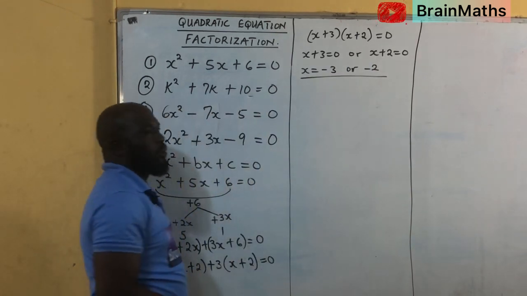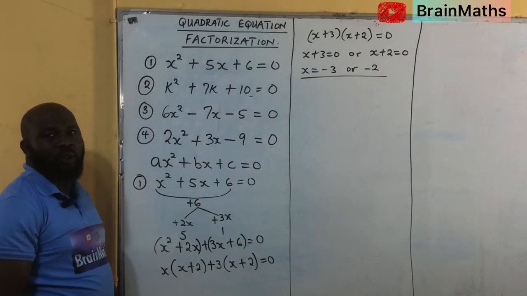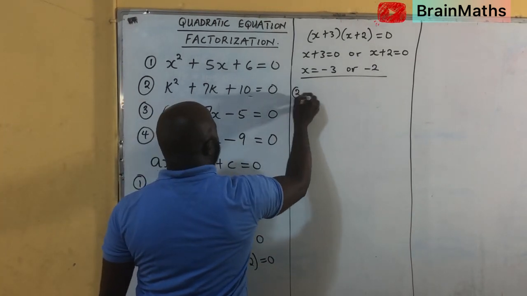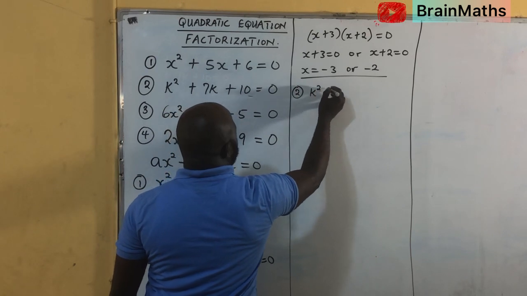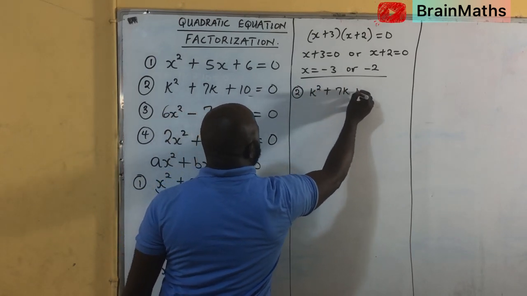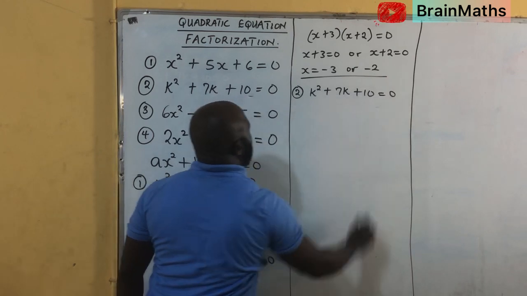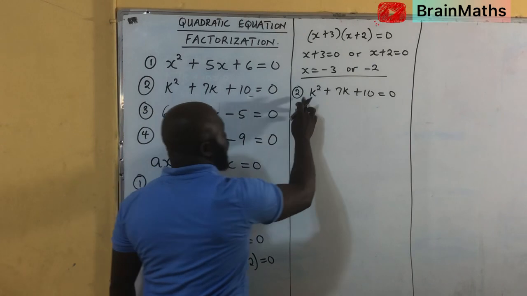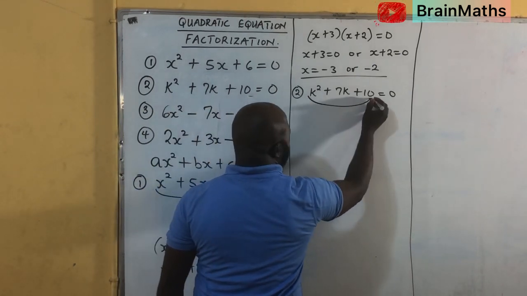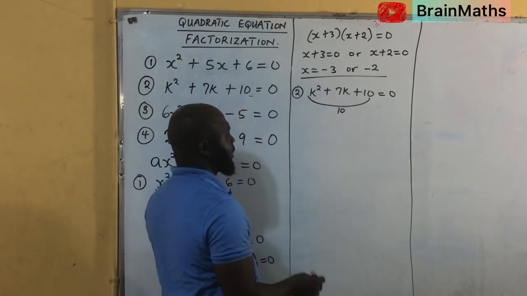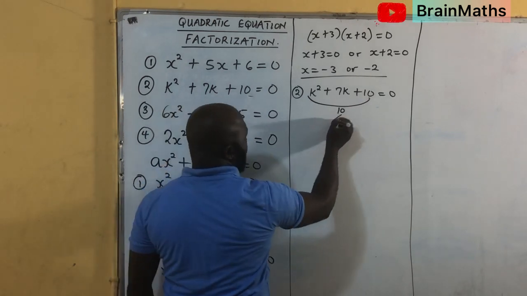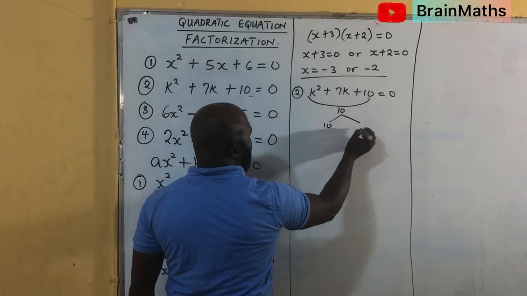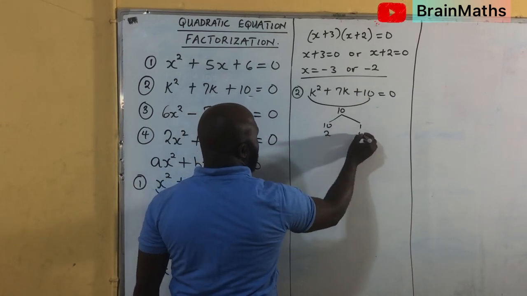So that is that for the first question. Going to the second question, we have k squared plus 7k plus 10 equals 0. The coefficient of k squared in the second question is also 1. So we have 1 times 10, which is going to give us 10. The next step is to find the factors of 10: 10 times 1, 2 times 5.